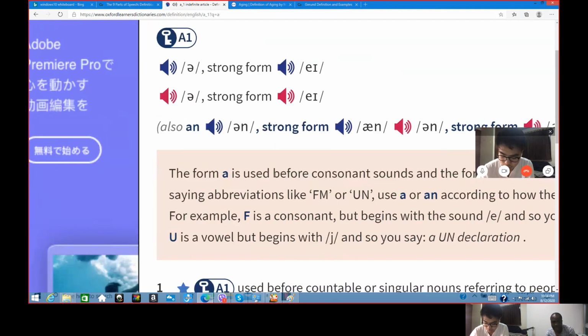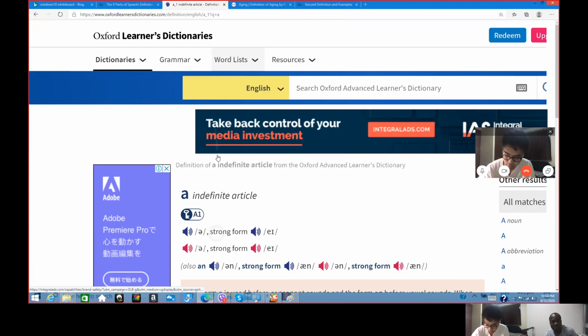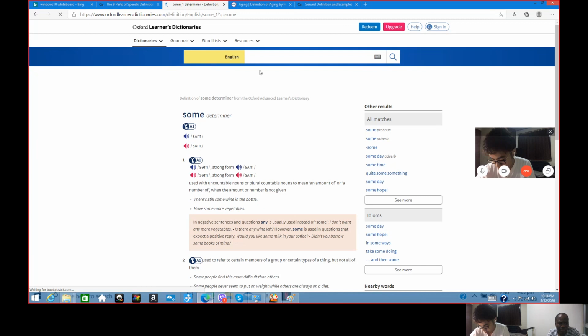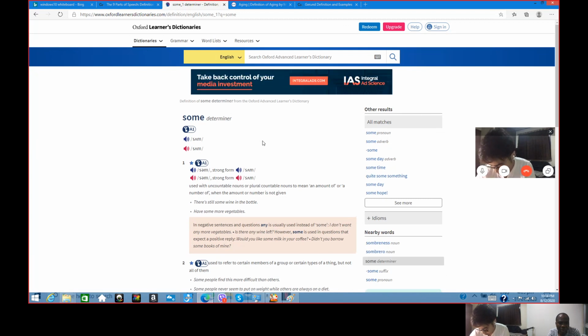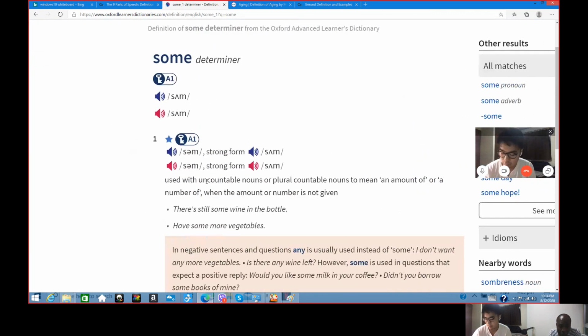And the last one is some. Do you remember the last one? Some. So some is used with uncountable nouns, which we did today. Water is uncountable. Rice is uncountable. Sugar is uncountable. Do you have a sugar? No. Do you have some sugar?